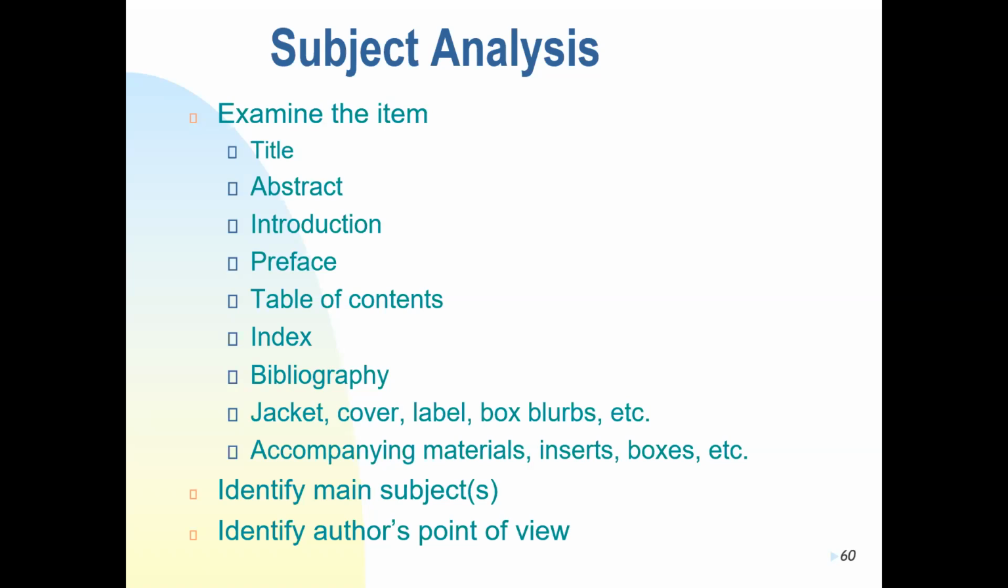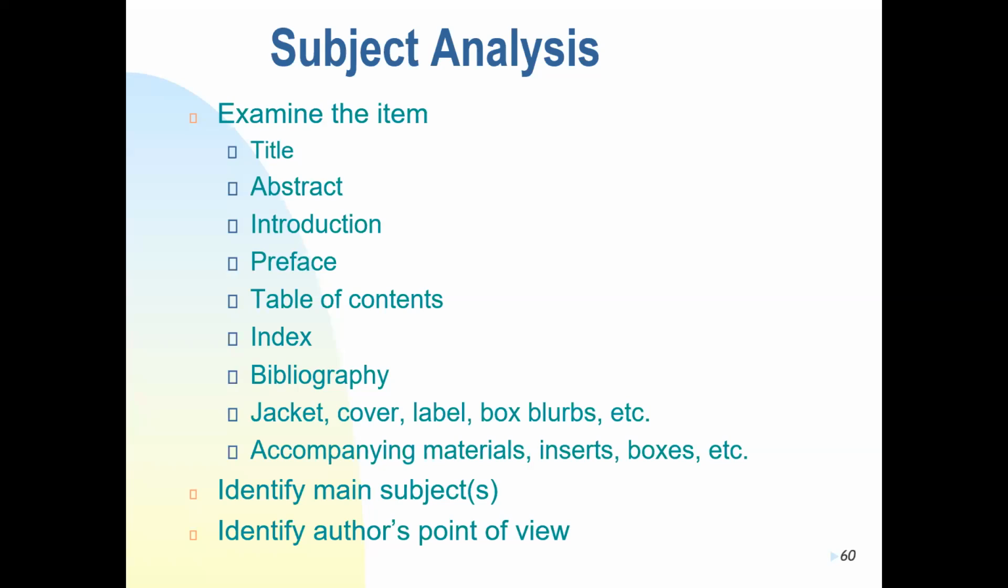There might be an abstract, an introduction that you can read and find out more, a preface. You can look at the table of contents, at the index and the bibliography. The jacket and the cover of the book is usually a really good place to find more information. Sometimes you do have to look at accompanying material like maybe a box that it came in or an insert in the container.